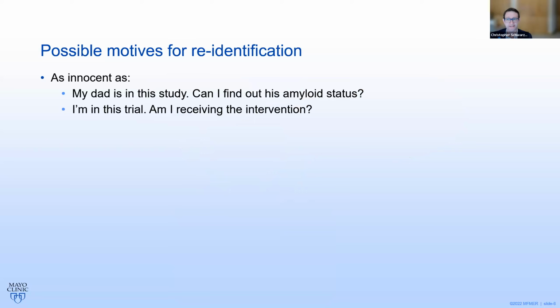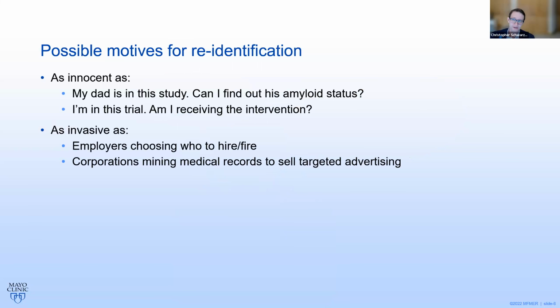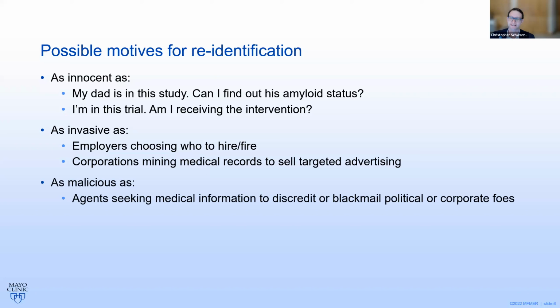Well, sometimes it's really innocent stuff. Say your dad is in this study and you're getting a little worried about him. He's not thinking as well as he used to, and you might be tempted to find out his amyloid status. Maybe you yourself are in the trial, and some clinical trials put data out for data sharing before they're done, and you might be tempted to pose as a researcher and see if you're getting the placebo. More invasive: employers would love to know who to fire by who might have a risk of Alzheimer's in a few years. Corporations love to sell targeted advertising. Or the more far-fetched stuff, say Joe Biden needs to enroll in a trial. I suspect Vladimir Putin would like to know that.